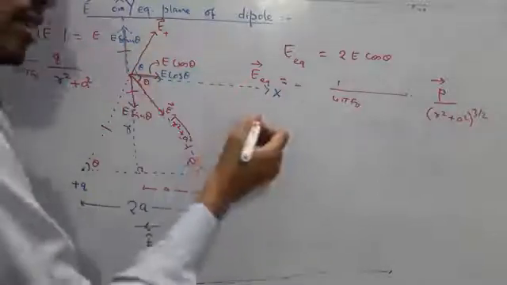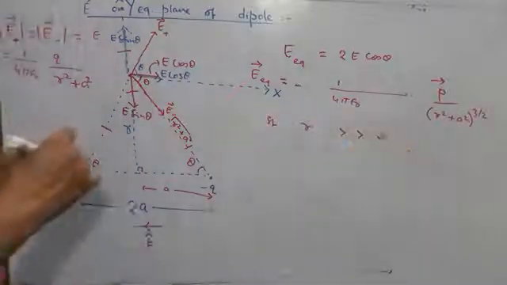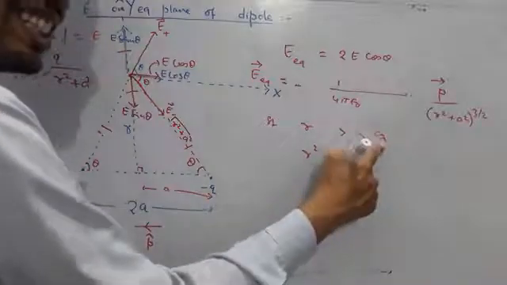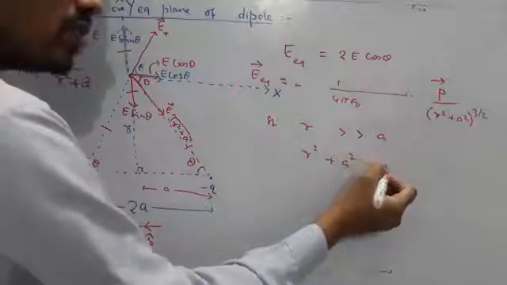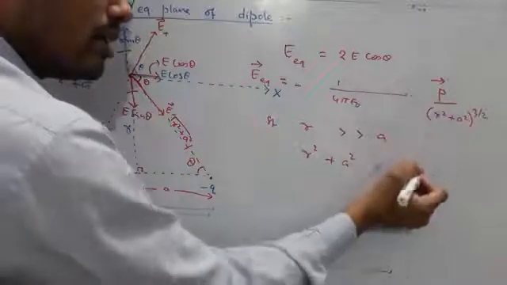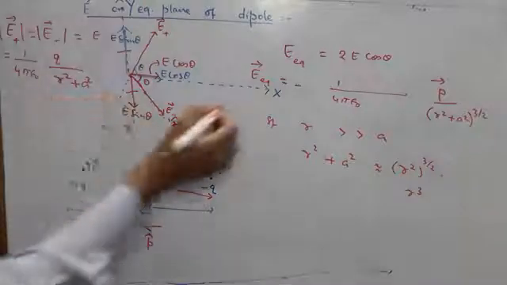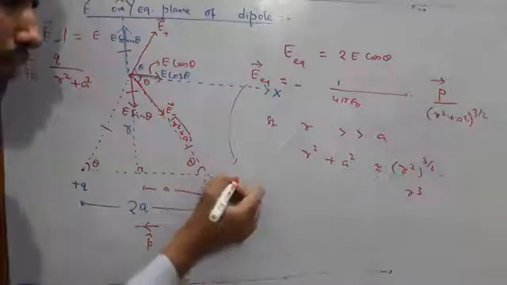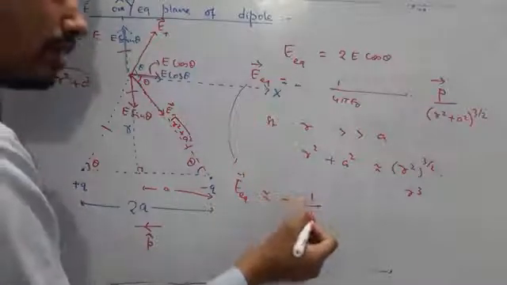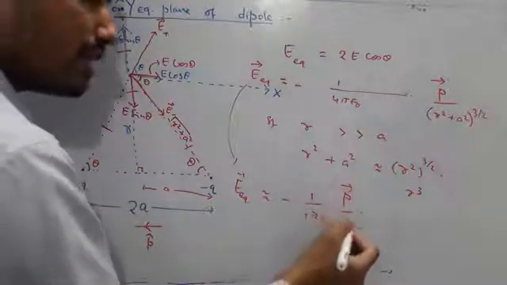And as we have discussed in the earlier case, if your r is very large compared to the size of the dipole, then in the base r square plus a square, a becomes negligibly small, so we will neglect it. So a square will be cancelled. What will be left, students? R square to the power 3 by 2. That is how much? R cube. So therefore, the equatorial electric field will then be nearly equal to minus 1 by 4 pi epsilon naught, p vector upon r cube.